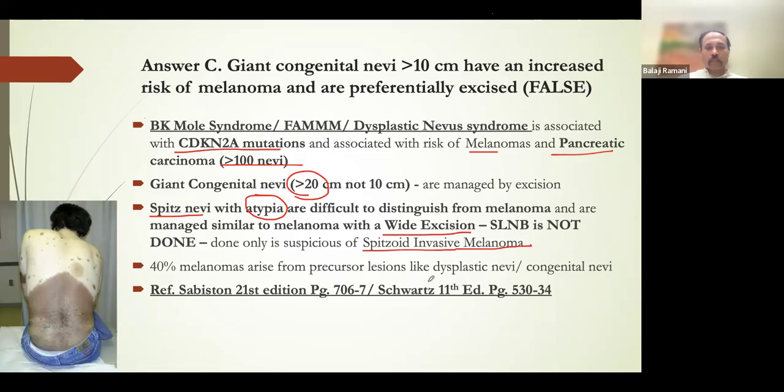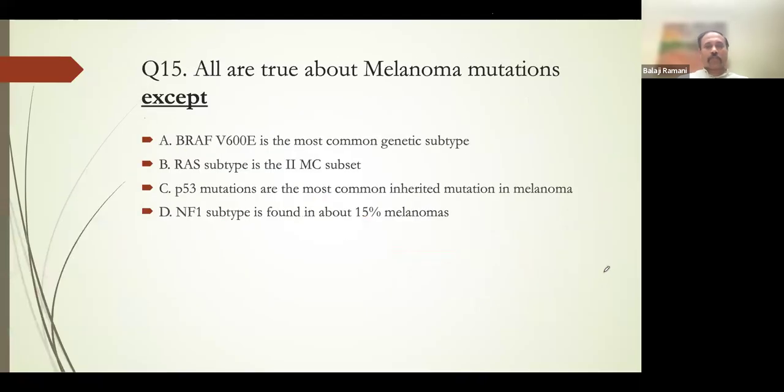And many melanomas do arise from dysplastic nevi and congenital nevi. That is the lesion which is present in about 40% of cases. So with regard to mutations in melanoma, this is a question that has come up a couple of times. BRAF V600E is the most common genetic subtype. RAS subtype is the second most common subset. P53 mutations are the most common inherited mutations in melanoma, and NF1 subtype is found in about 15% of melanoma.